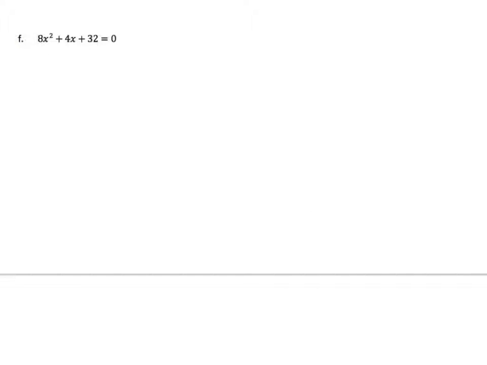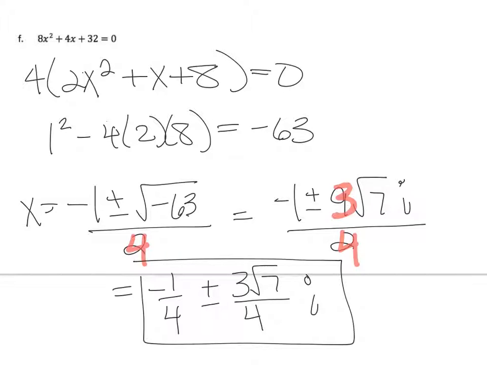Okay, last one. All right, I'll be right back. I didn't pay very close attention, so I found a few mistakes that I needed to correct. Please forgive it. But yes, here I have another negative discriminant, so I knew I would have two complex solutions. And there they are.